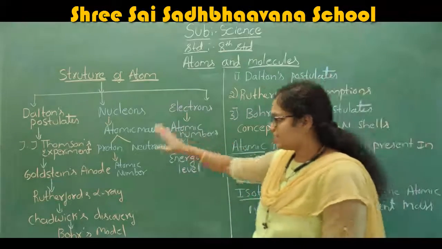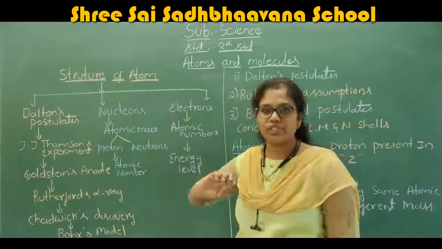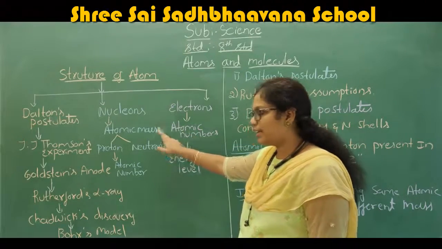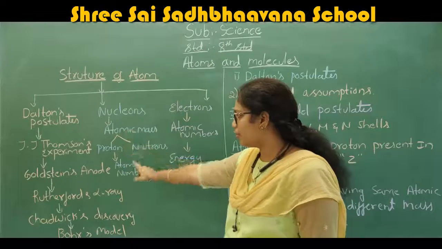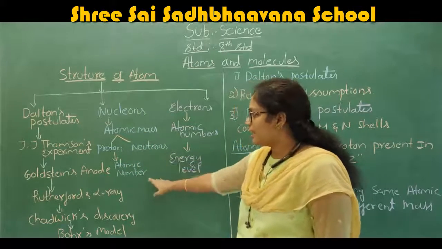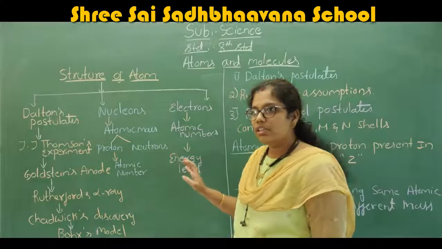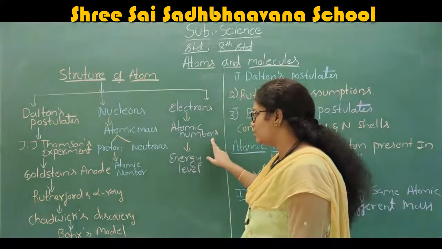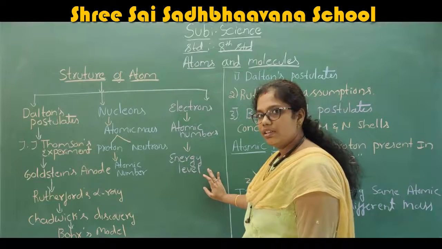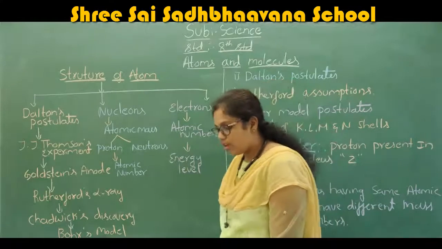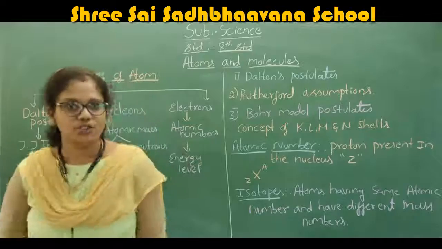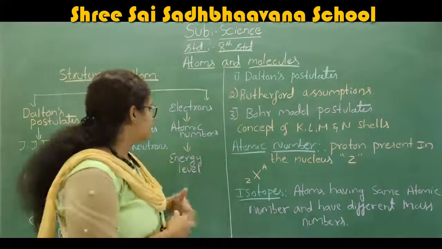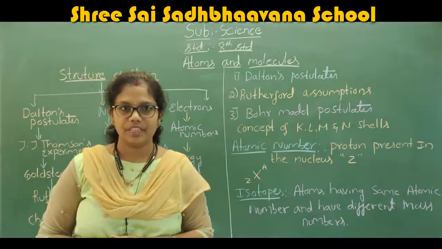After studying all these experiments, next we are going to discuss nucleons and atomic mass. In the atomic mass, we will discuss what protons and neutrons are. After this, we will discuss electrons, atomic number, and energy levels. These are the concepts present in the chapter. Now we are going to discuss them one by one.